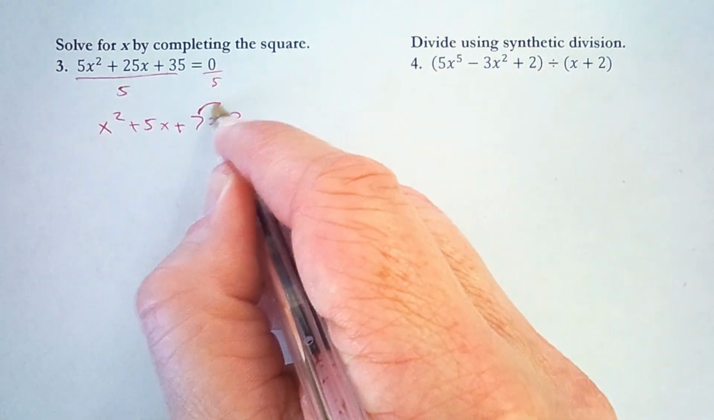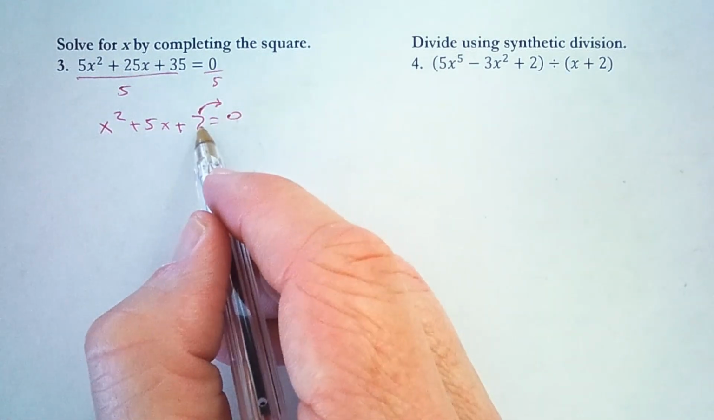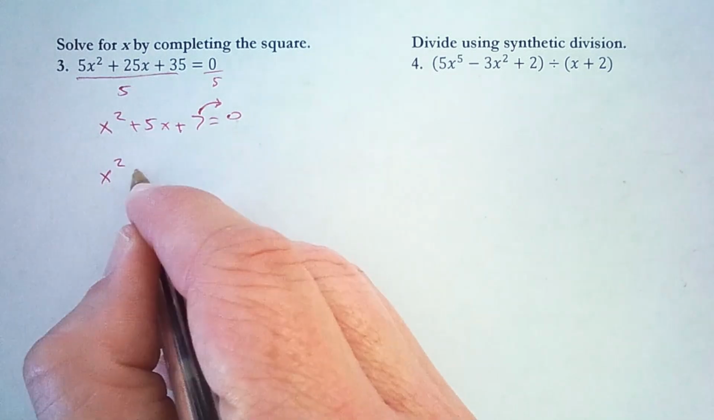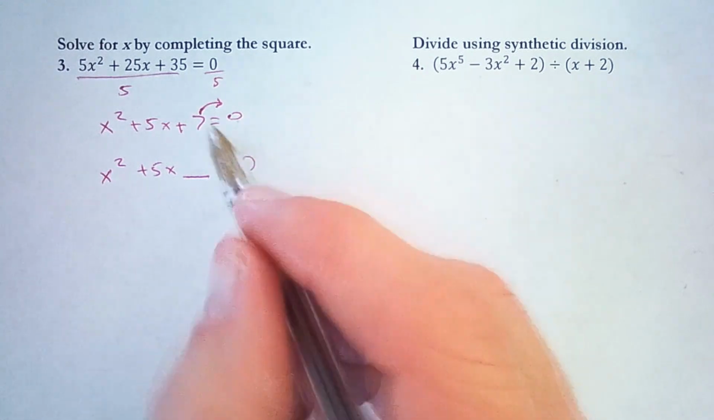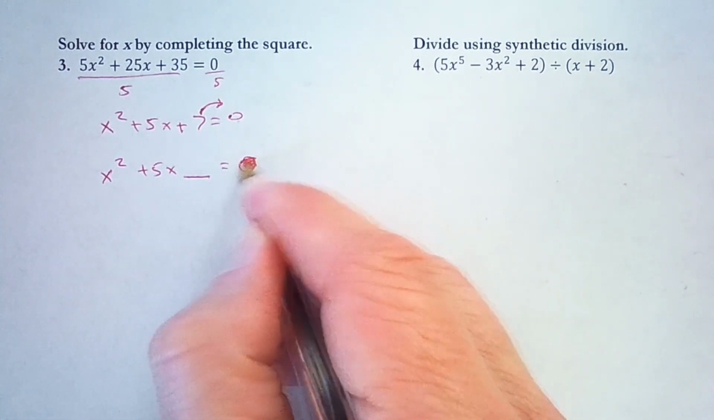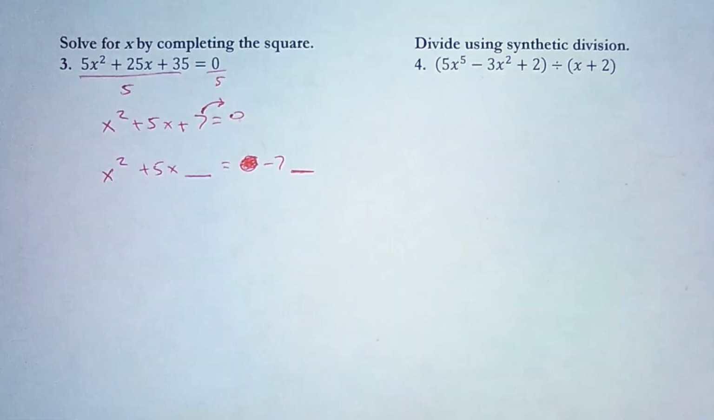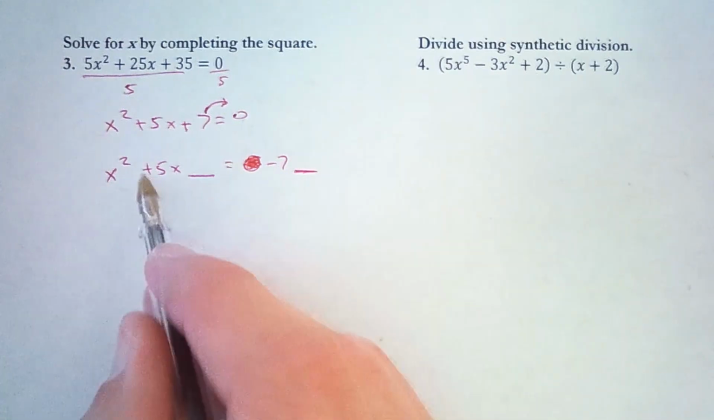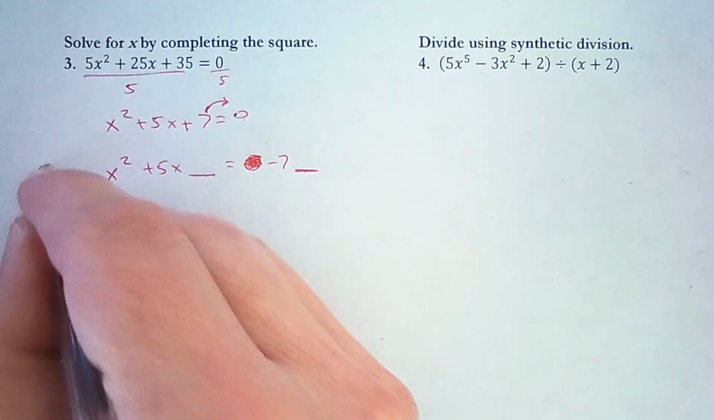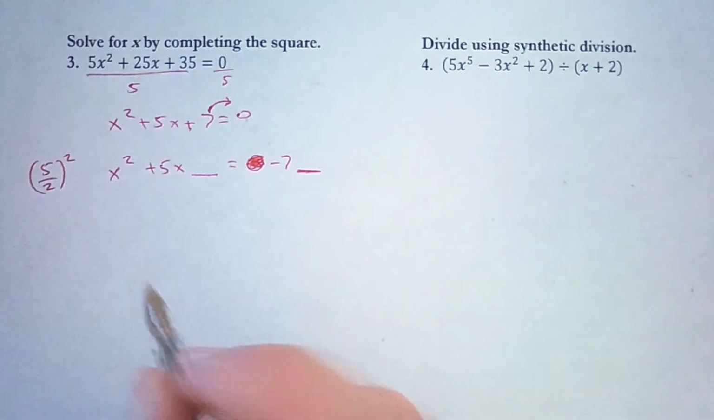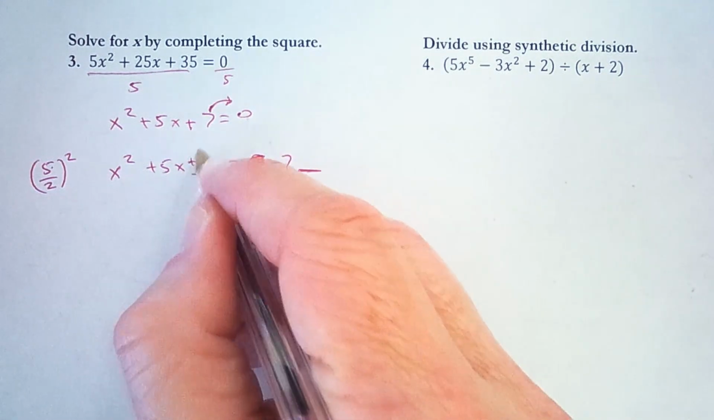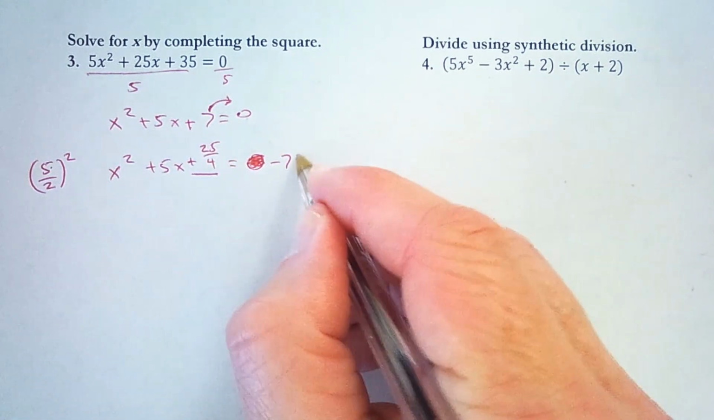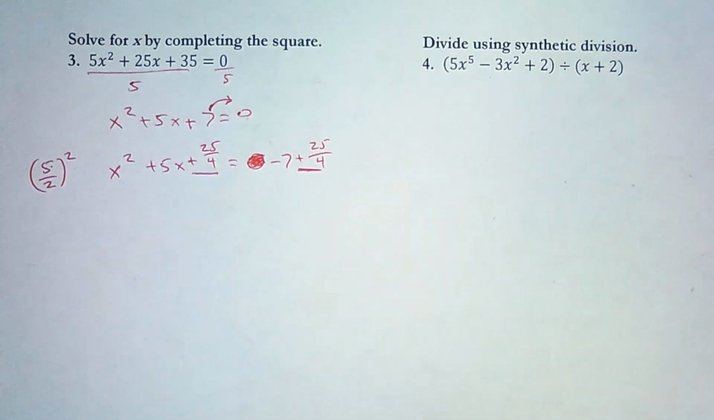So I'm going to move this 7 over. So this is the c term. I'm moving that over, x squared plus 5x, and I'm going to leave space for a new c equals, well, I shouldn't have written a 0 there, equals -7, and then a blank for a new c. So now to get that new c, I'm going to take that b, which is 5, divide it by 2, and square it. 5 over 2 squared is 25 over 4, so plus 25 over 4 on both sides.